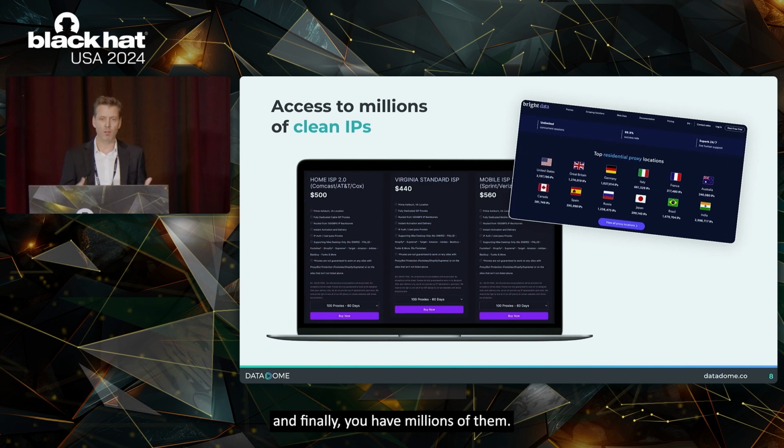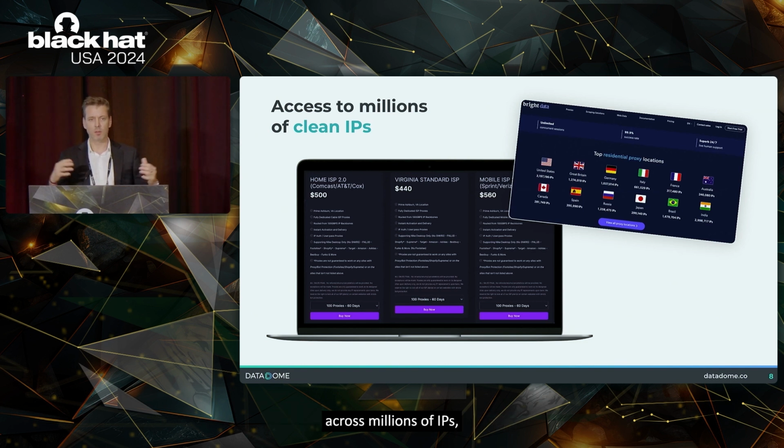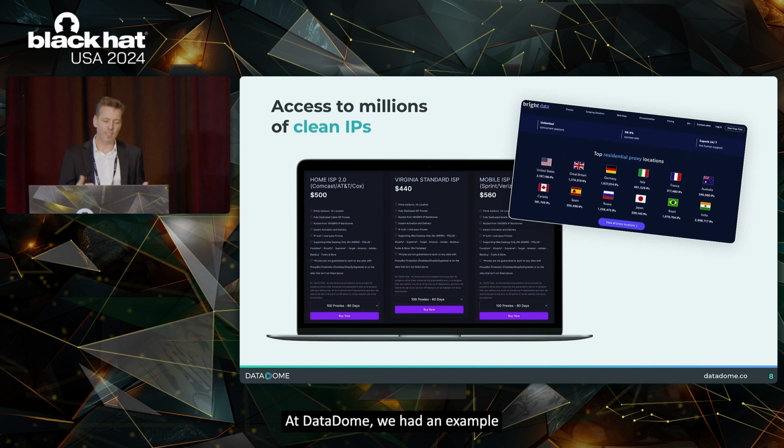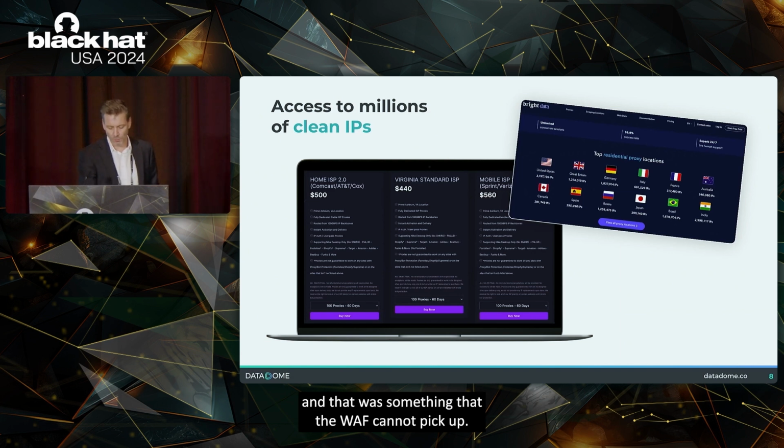And finally, you have millions of them. So bot creators can distribute the attack across millions of IPs. If the WAF is doing rate limiting, it will see only a few requests per IP. It will not see that this is a massive attack. At DataDome, we had an example where an attack was performed and the bot creators were using 250,000 IP addresses and 8,000 ASNs. It was heavily distributed, and that was something the WAF could not pick up.